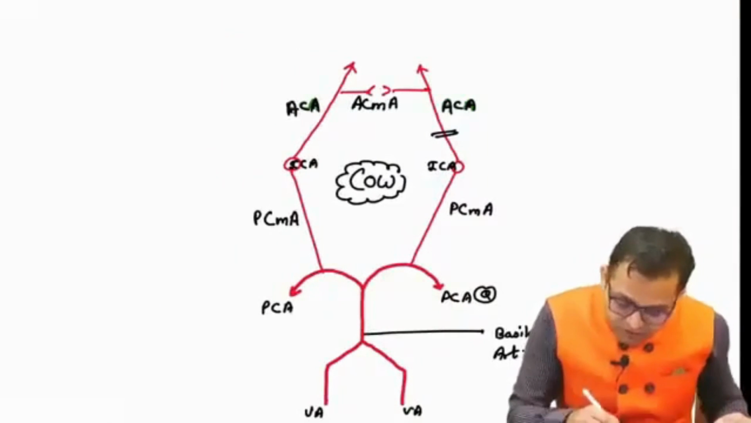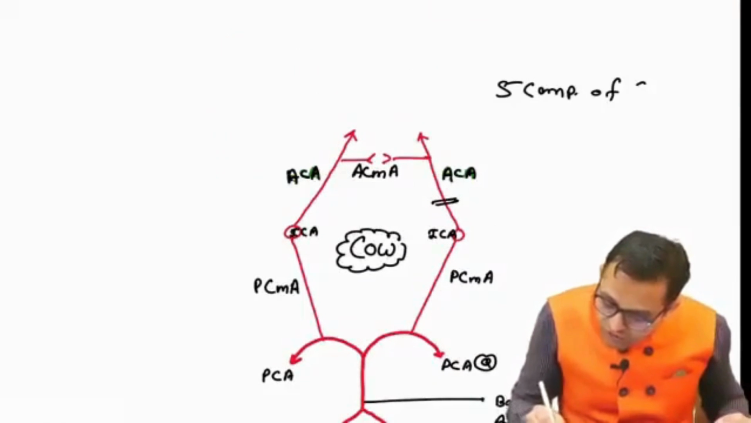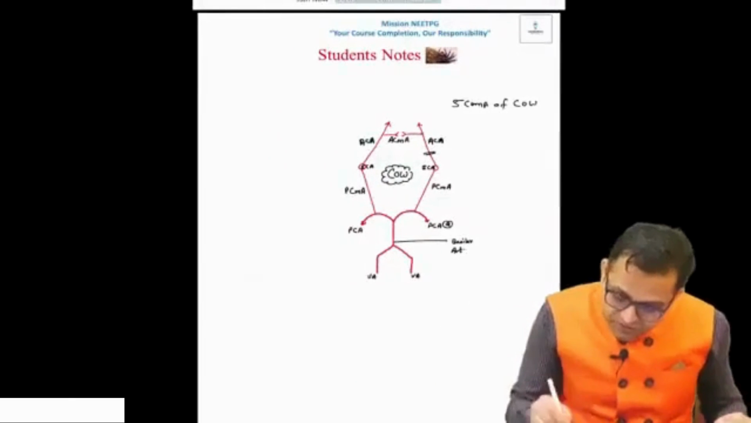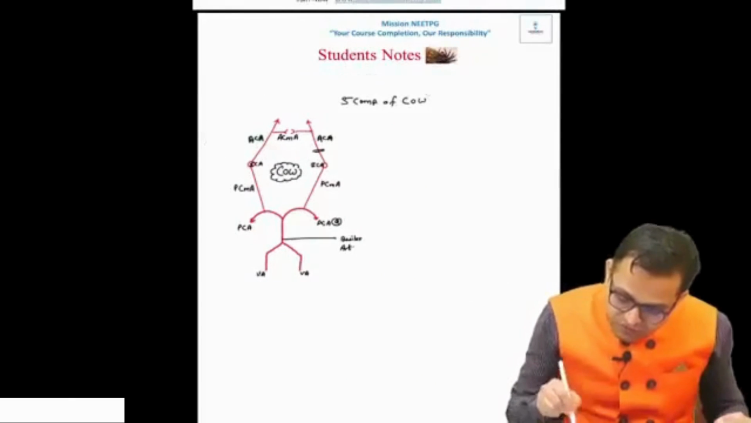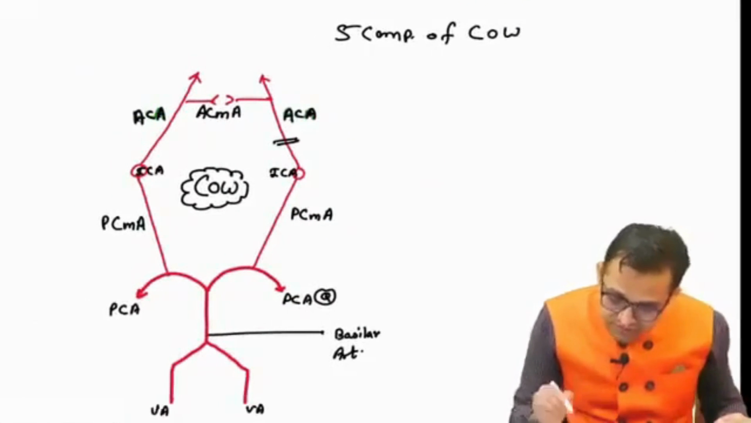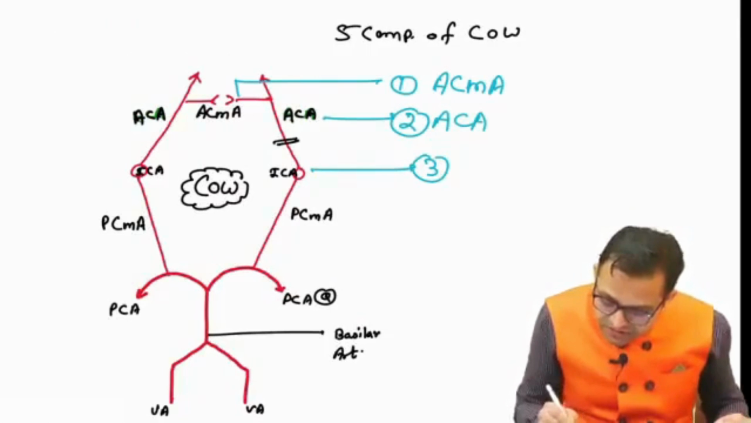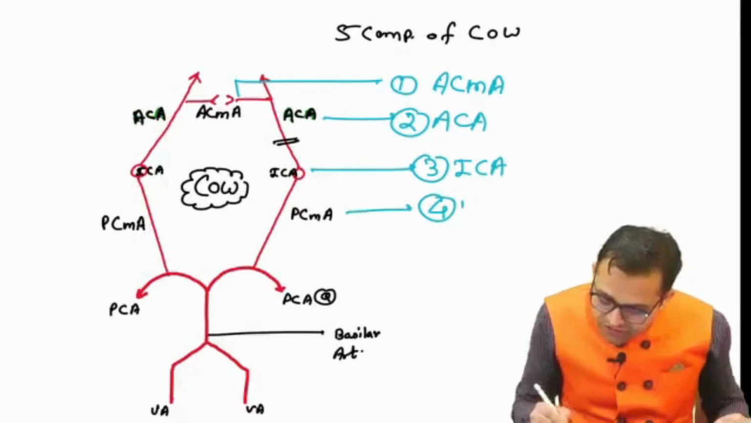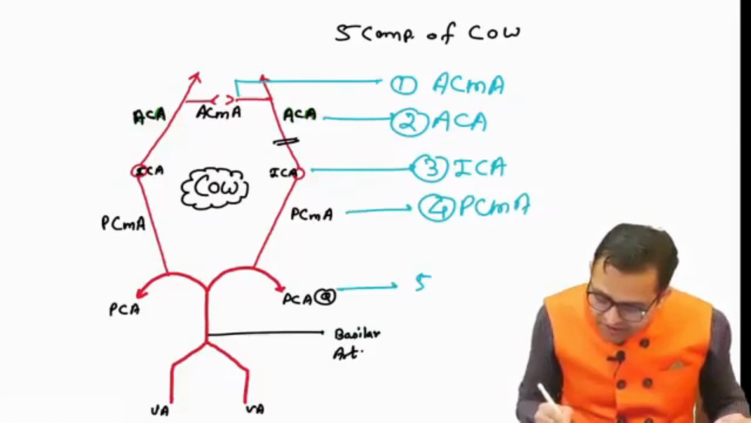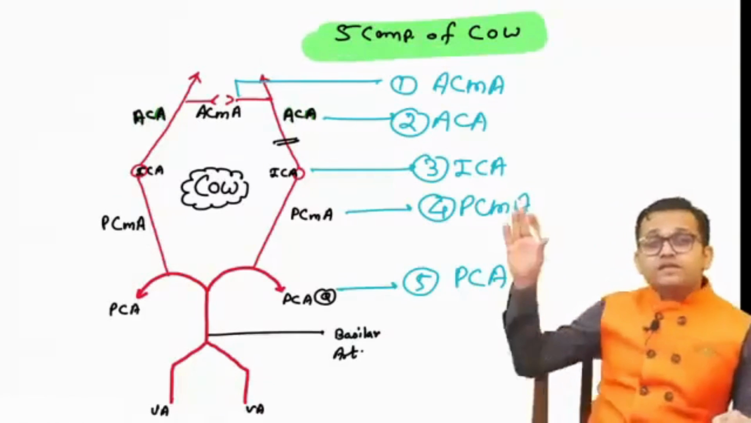These are the 5 components of the Circle of Willis. What are the 5 components? So I'm going to write down for all of you. Yes, sir. First is anterior communicating artery. Second is anterior cerebral artery. Third is internal carotid artery. Fourth is posterior communicating artery. And the fifth is posterior cerebral artery. No excuse. 5 components of the Circle of Willis.